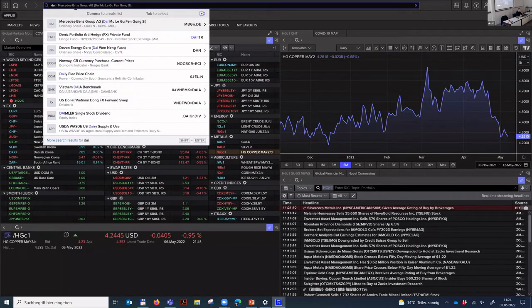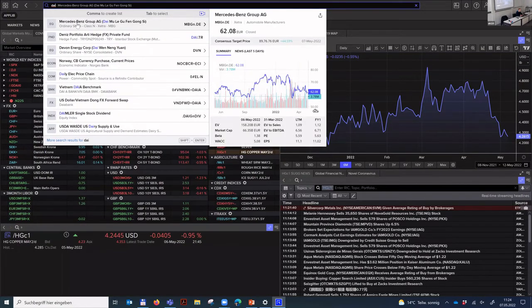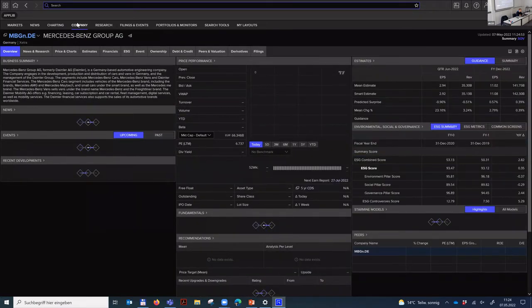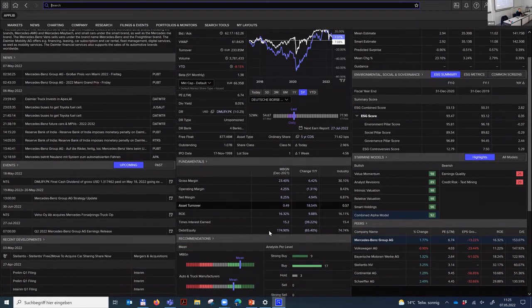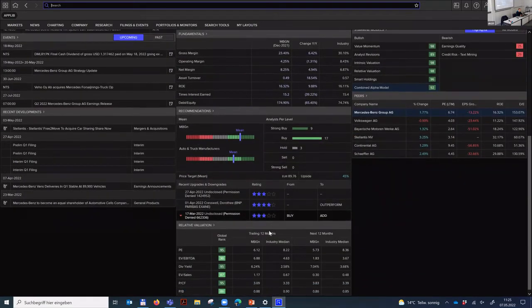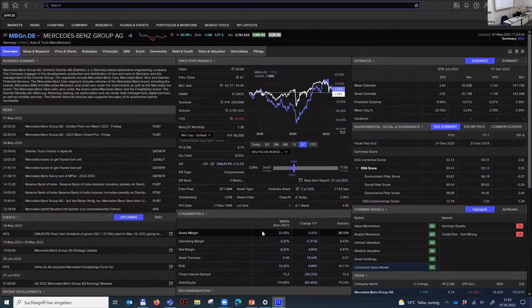Obviously, for those that have not worked yet with Refinitiv, I can search for corporations such as Mercedes-Benz and simply look at this. I will get usually a tear sheet. Tear sheet: what the corporation is doing, how it is performing, beta factors that are already pre-calculated, information on the fundamentals. I will get recommendations.